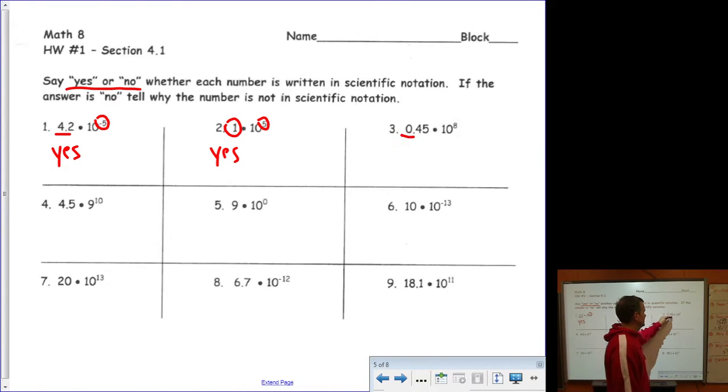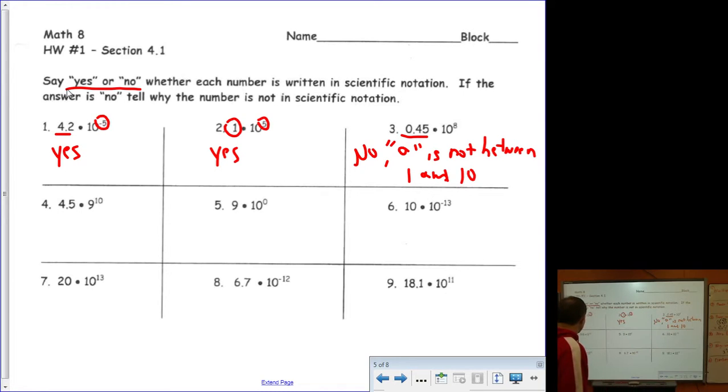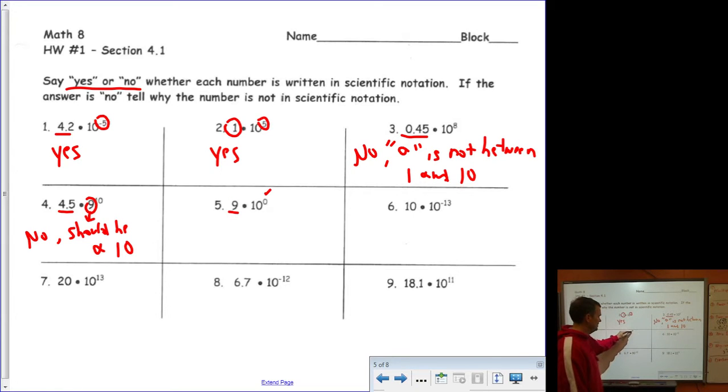Number 3, this is not between 1 and 10, so no, A is not between 1 and 10. Number 4, this is between 1 and 10, but oops, this, no, should be a 10. Number 5, this is between 1 and 10. This is an integer. Yes.